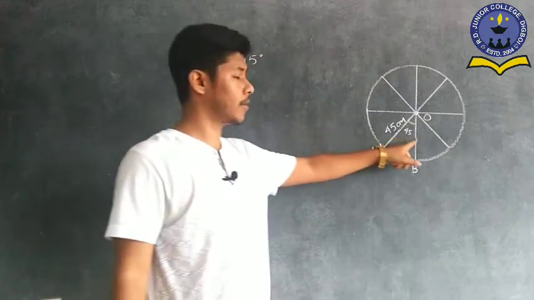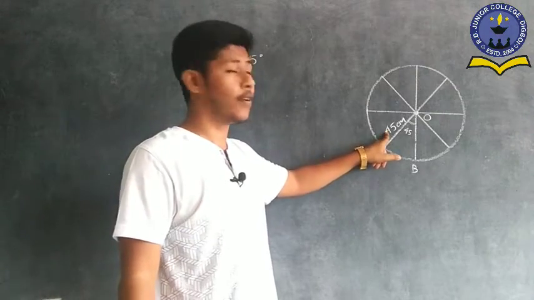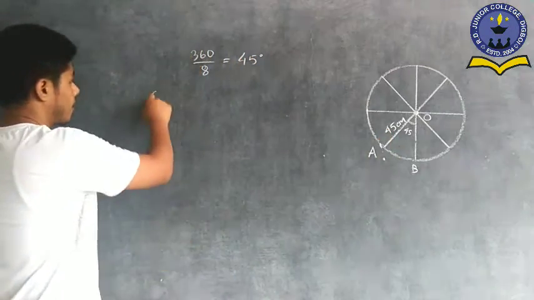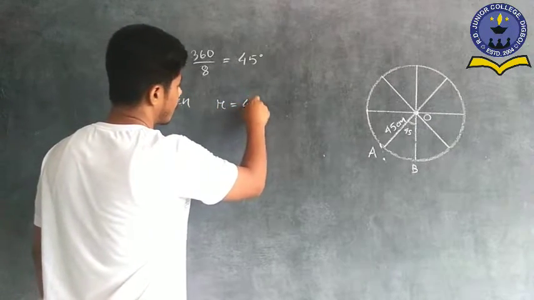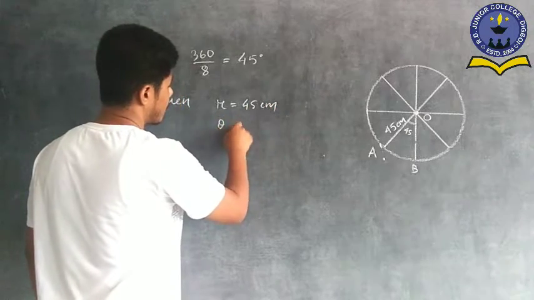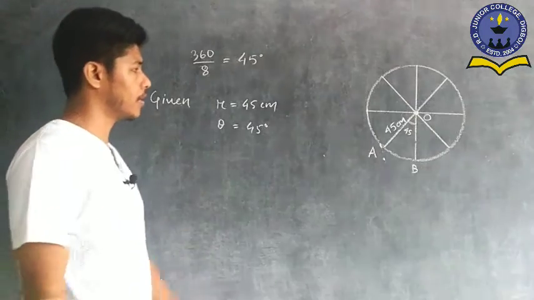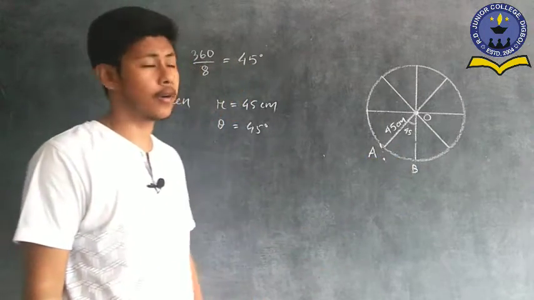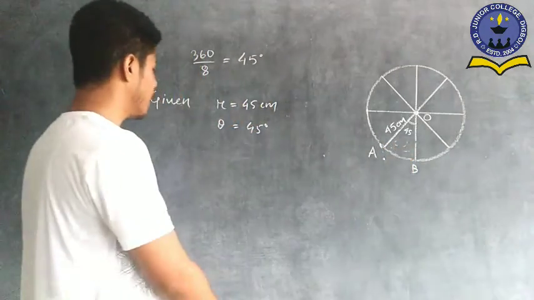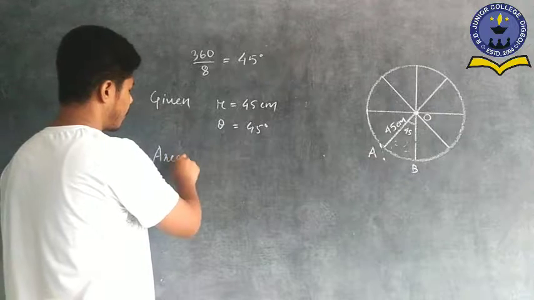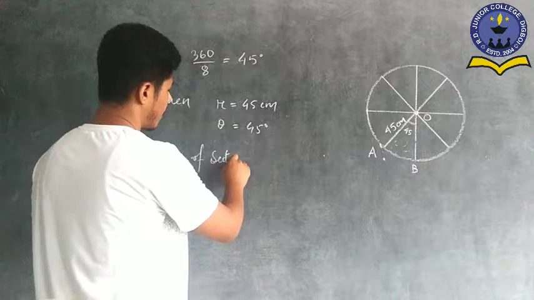So we get the angle, and with this the radius also, radius equal to how much? 45 centimeters. So when we start the solution, given: r equals 45 centimeters, and theta equals 45 degrees. If we get the radius and theta, easily we can find the area of one part. So if we consider this, easily we can find the area of this part. How can we write here? Area of sector. So we have to apply the sector formula.